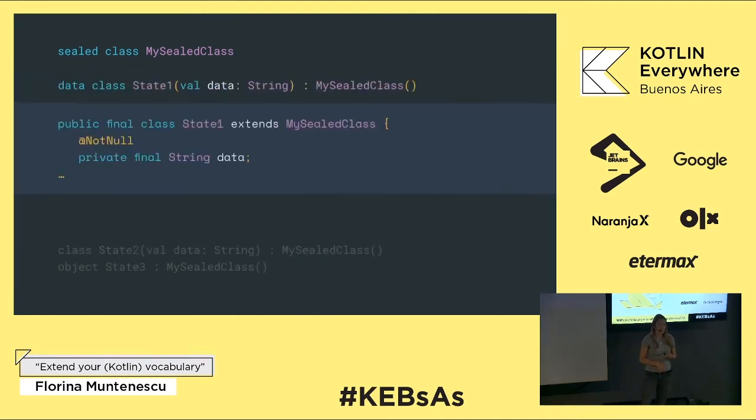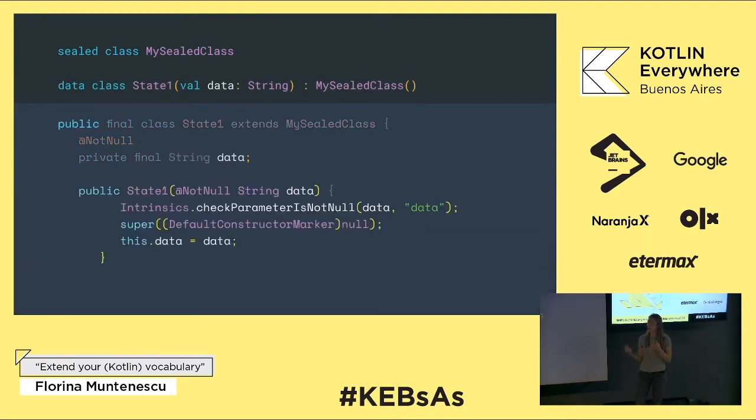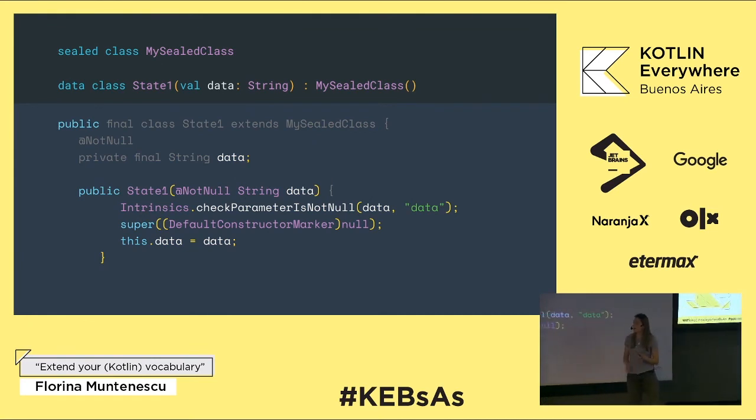And then if we look at the implementations, so for example, for state 1, we would just have the data being passed. And then in the implementation of the class, in the decompiled Java code, we see that the compiler knows that it should call the super using this default constructor marker. If you would try to create this class outside this file, then the compiler wouldn't know about this constructor, and it wouldn't know what to do there.